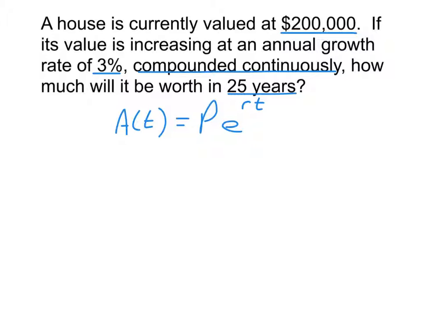So first of all, do we know what A is in this problem? Nope, because A, remember, is the final amount. We don't know what that is yet. We're going to try to figure out what the final amount is. So it's going to be A(t). Do we know what t is? 25. Yeah, it's the 25. Okay, so we're going to go A(25) equals P. P is principal. Do we know what the principal value is? That is the starting value. So yes, that's the 200,000. So we're going to go 200,000 e.